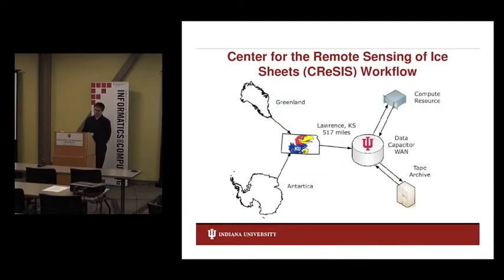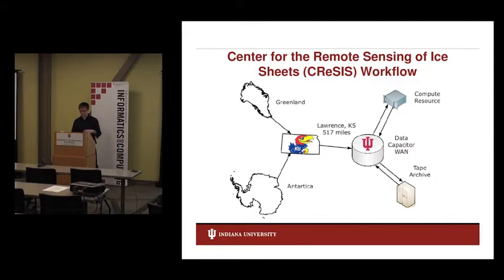Another really cool project that uses the data capacitor WAN is the Center for Remote Sensing of Ice Sheets, CReSIS. They're studying the ice sheets on the poles, so on the North Pole and the South Pole, and they collect data in Greenland and Antarctica. They use planes that have these special instruments in them, and they're flying over and collecting data and storing them on disks. Then they ship those disks to the University of Kansas, and read the disks and store the data there.